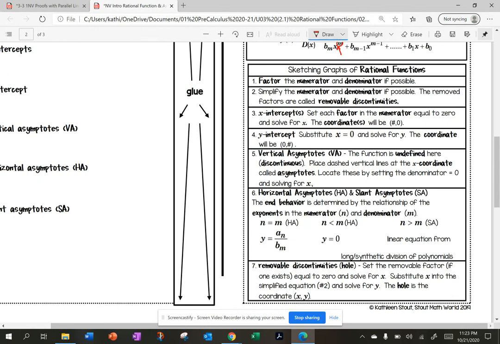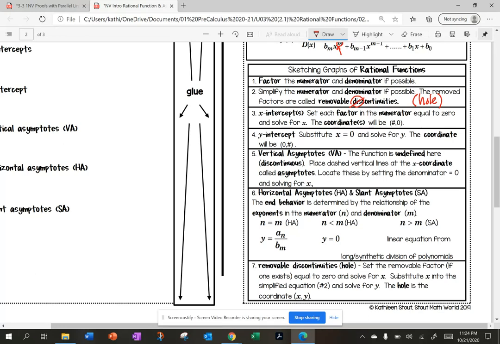Okay, first, factor the numerator and the denominator if possible. Simplify the numerator and denominator if possible. The removable factors are called removable discontinuities. Another name for that is a hole. We're moving to pre-calculus, so they're called removable discontinuities in pre-calculus.